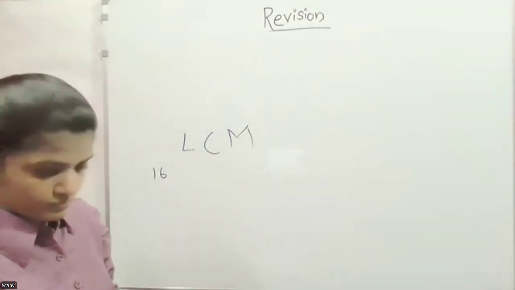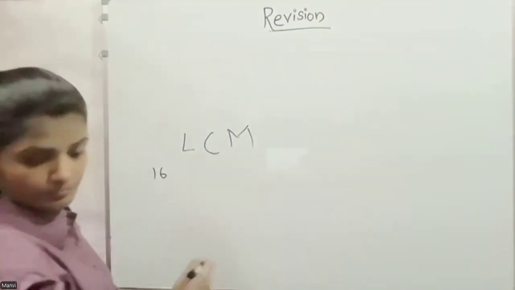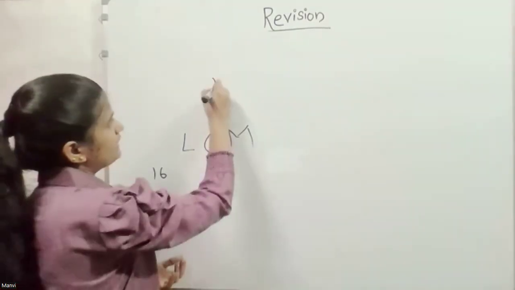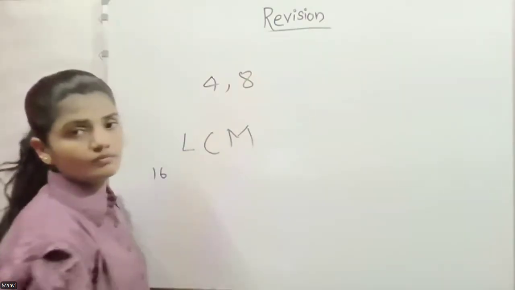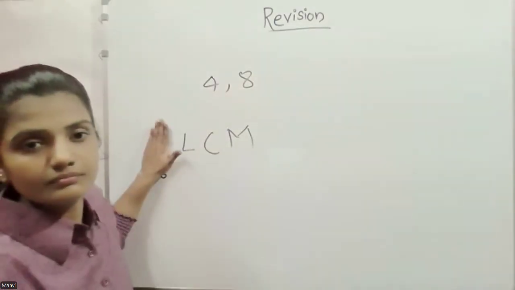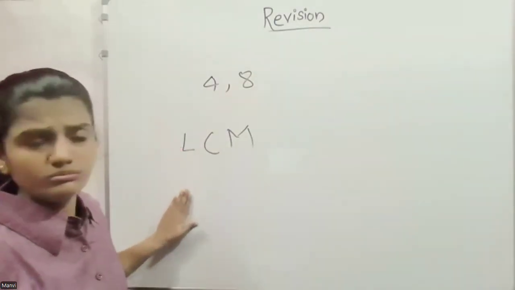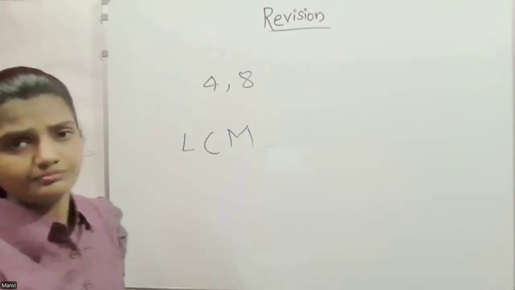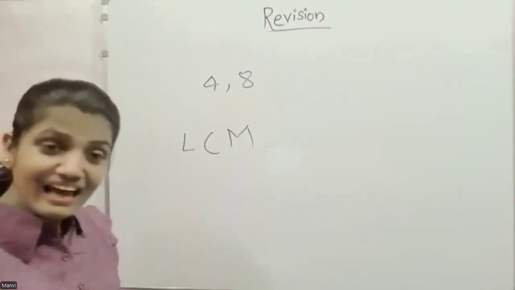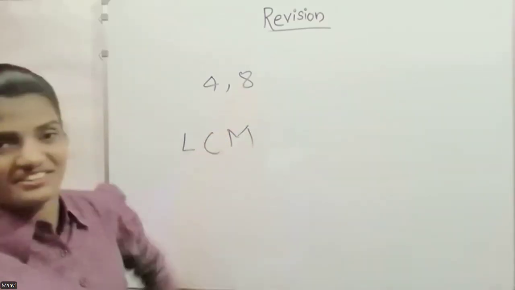What's next? The numbers are 4 and 8. Isn't 16 the least common multiple? No? Is 8 the least common multiple? Yeah, the answer is 8 actually.